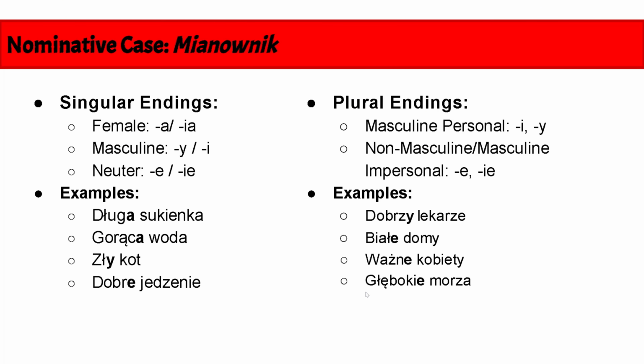And finally, głębokie morze, deep rivers or deep seas. Morze is the plural of morze, so again, that does not change. And we have głębokie. Instead of głęboki, we have głębokie. Again, because morze is a non-masculine noun, because it is a neuter noun, and so we have to match the adjective to the noun. So we change it from głęboki to głębokie, having that ie ending.